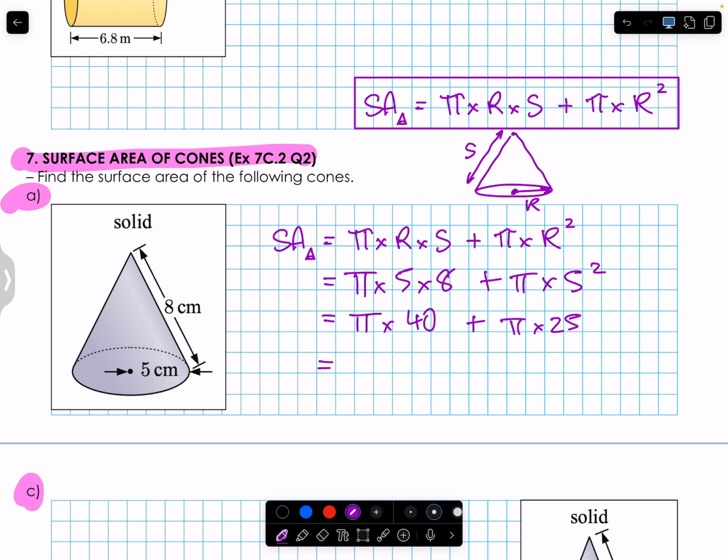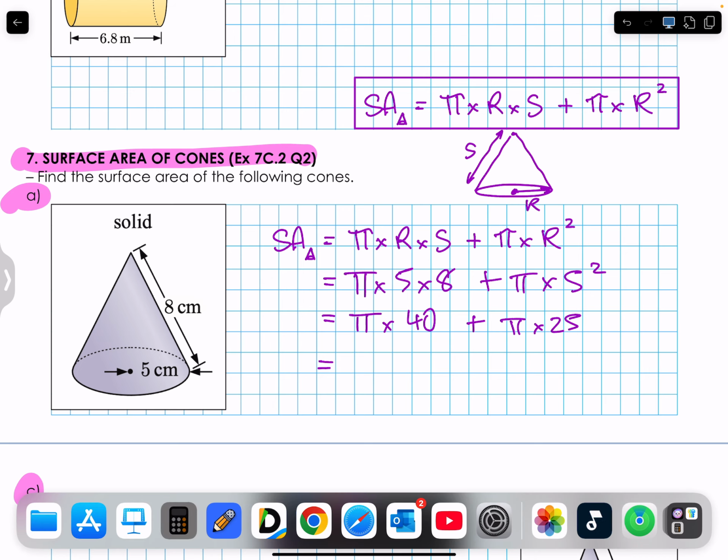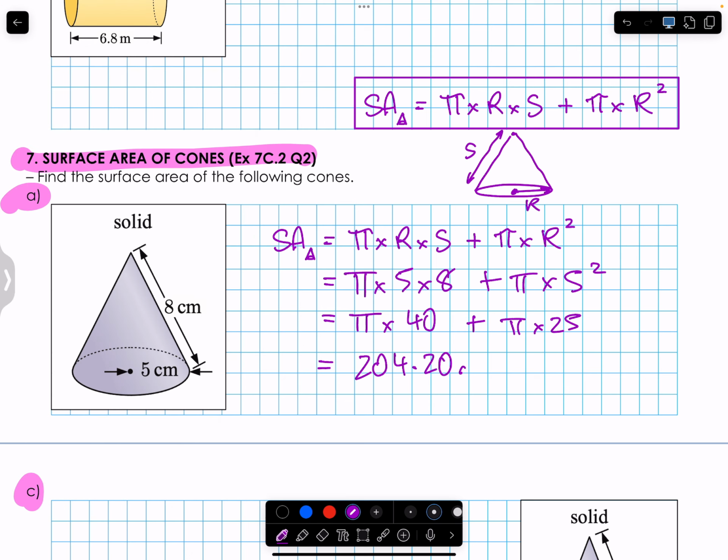So you would grab the calculator out. So I'm leaving everything in here. Pi times by 40 plus pi times by 25. 204.20. What was the units? That was square centimeters rounded to 2 decimal points.